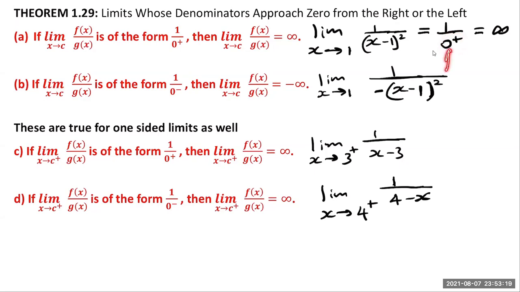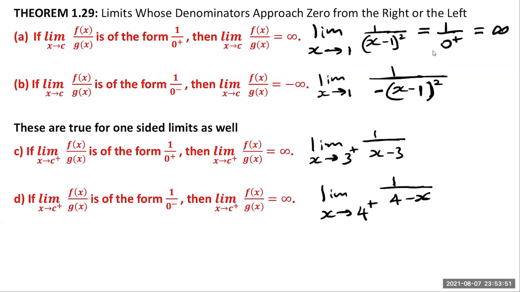When the bottom approaches 0 from the positive side, this whole thing will approach infinity. All right, next part is, if the limit as x approaches c of f of x over g of x is of the form 1 over 0 minus, then the limit as x approaches c of f of x over g of x is equal to minus infinity. So if, when you try to calculate this limit, you get this form 1 over 0 minus, the limit would be minus infinity. That's what it tells you.